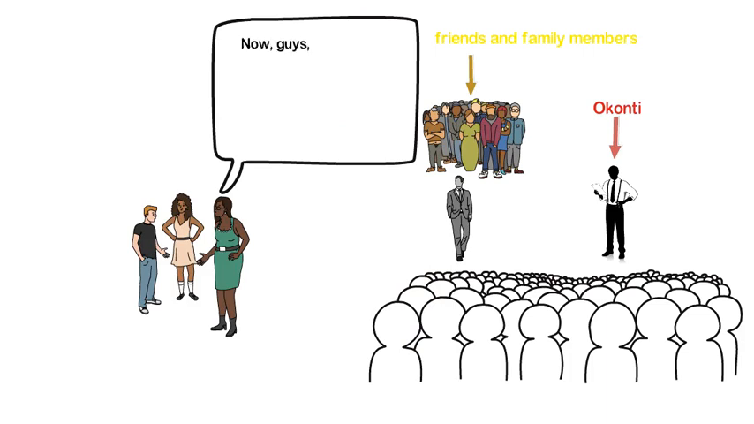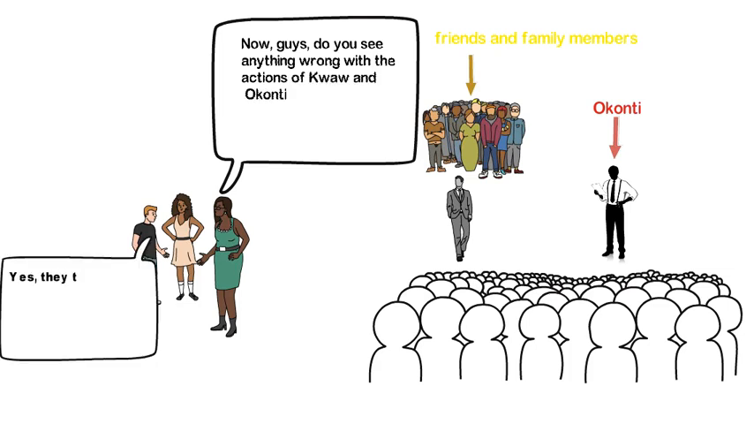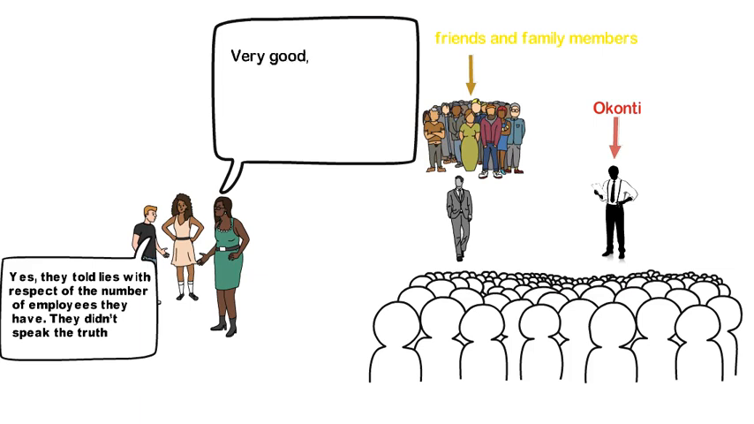Now, pupils, do you see anything wrong with the actions of Kwao and Okonti? Yes. They told lies with respect to the number of employees they have. They didn't speak the truth. Very good, Kuku. Truth is one of the elements of integrity.